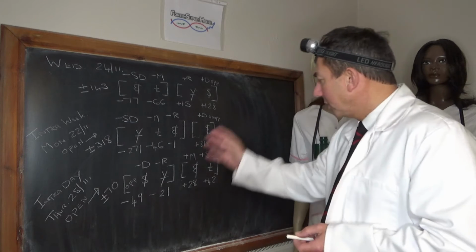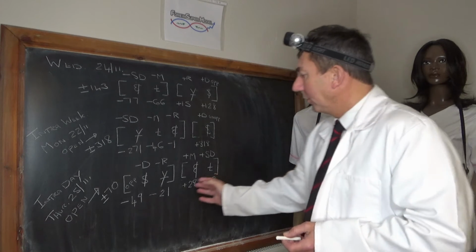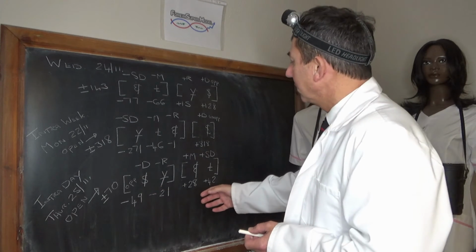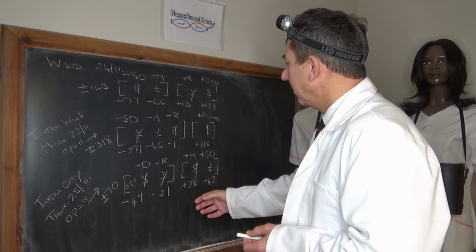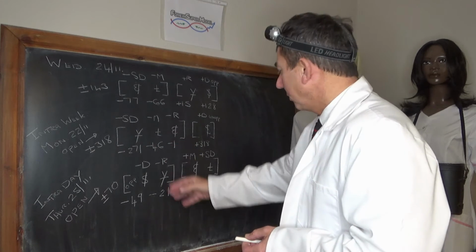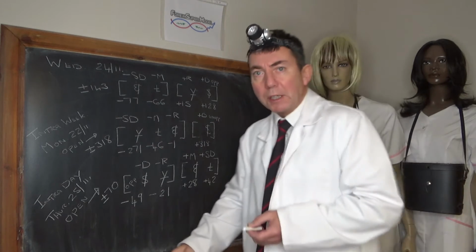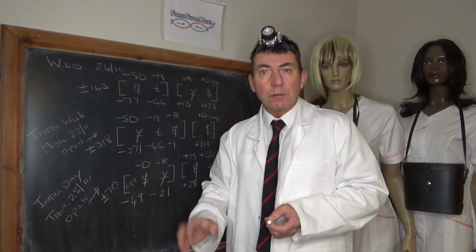So we've got sort of reversal flows going on here. We've got dollar weakness in the Asian session. We've got euro strength. And take your pick in the middle. Right, we'll stop it there and write up the flows.